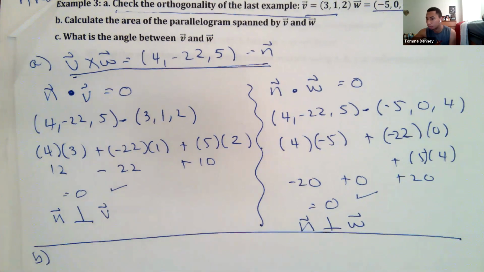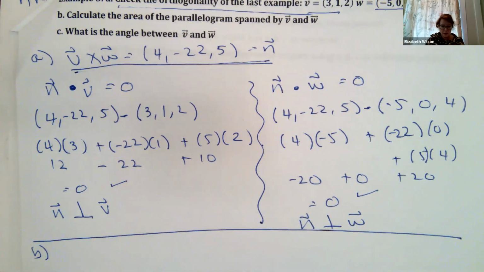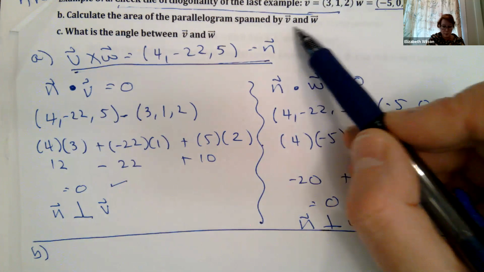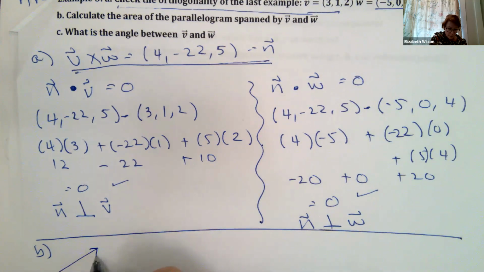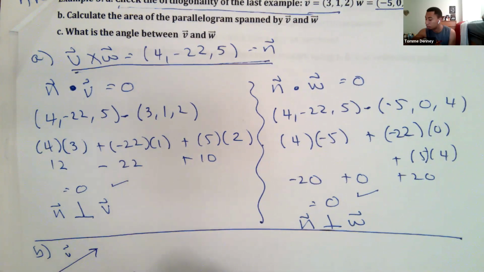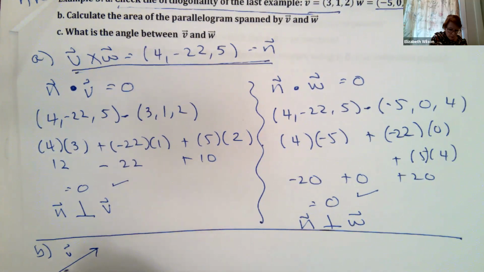Okay. So part B says, calculate the area of the parallelogram spanned by V and W. So we've got V and W, so I'm going to write it out. I'm going to draw it like this. So here's V, here's W, and I'll draw my theta.